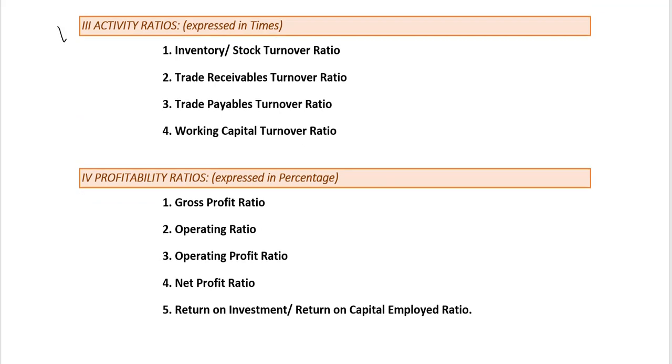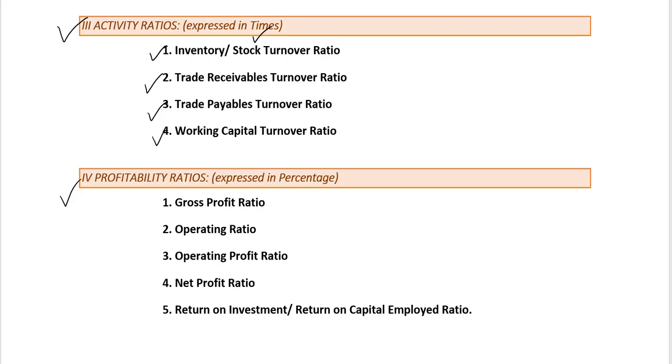The third head is activity ratios, and all the ratios here will be expressed in times. We will learn 1, inventory or stock turnover ratio, 2, trade receivables turnover ratio, 3, trade payables turnover ratio, and 4, working capital turnover ratio.